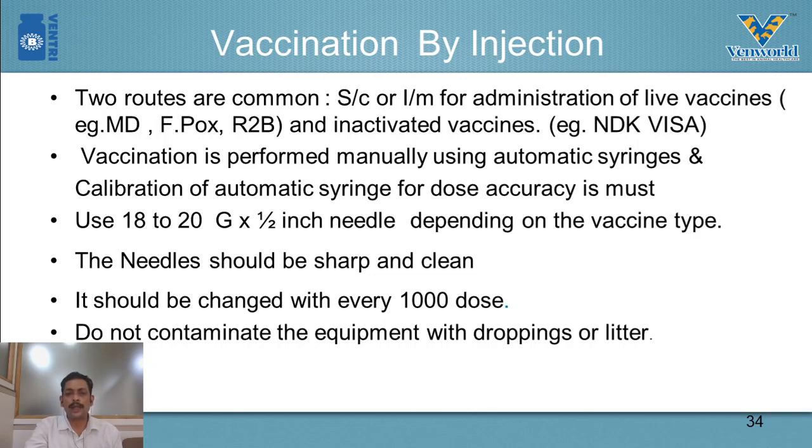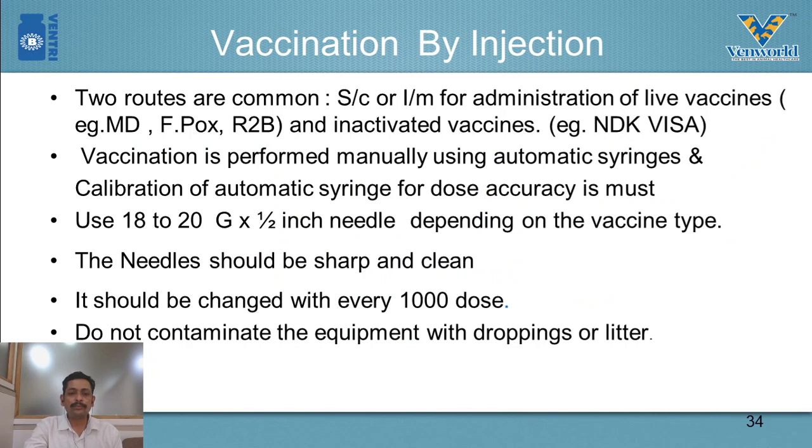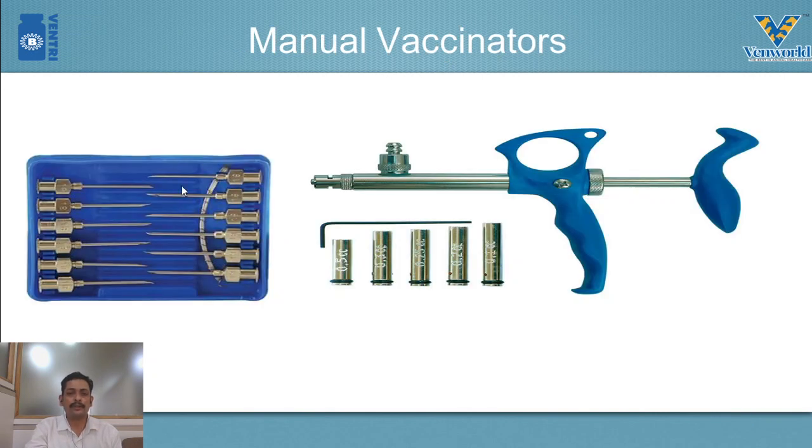Before that, we have to calibrate the automatic syringes, because dose accuracy is very important. Use 18 gauge, half-inch needles for the vaccination. These are the manual vaccinators we are using. Different nozzles are available, so depending upon the dose size, we have to change these nozzles. The needle should be sharp and clean, and we should always change the needle after every 1000 to 1500 birds. The needles should not be contaminated when we use these vaccinators.